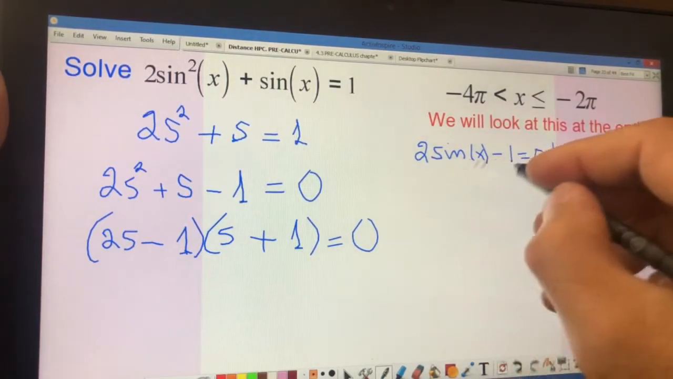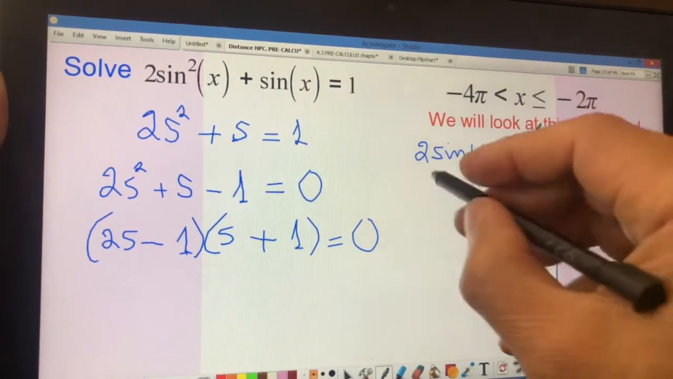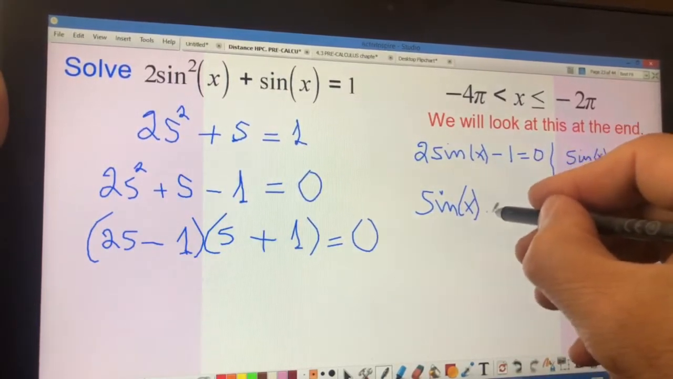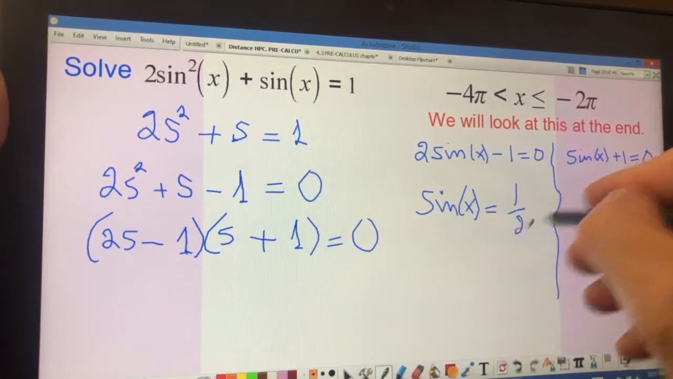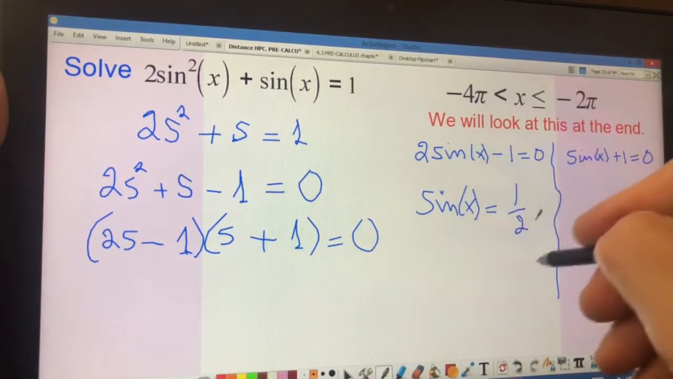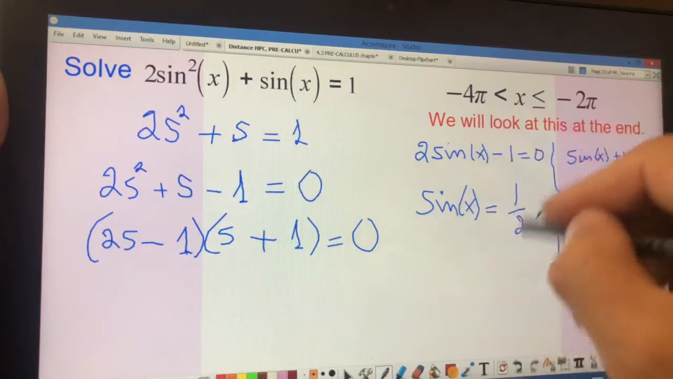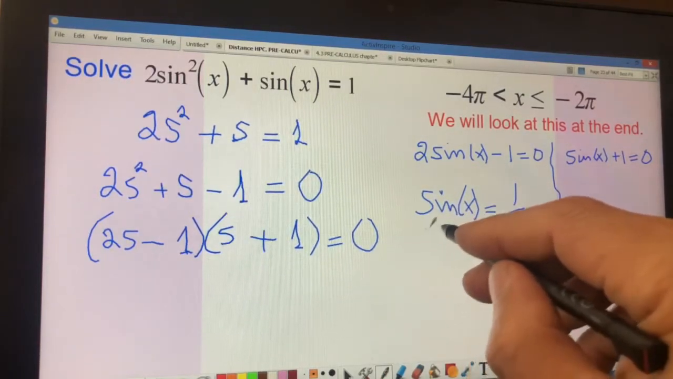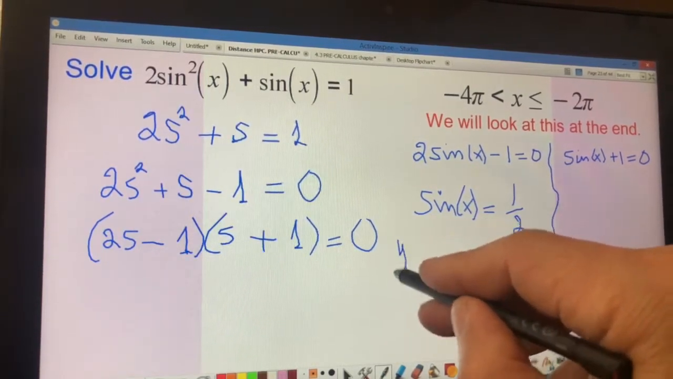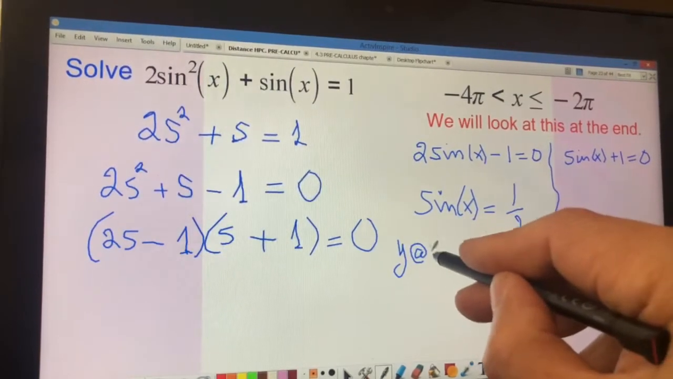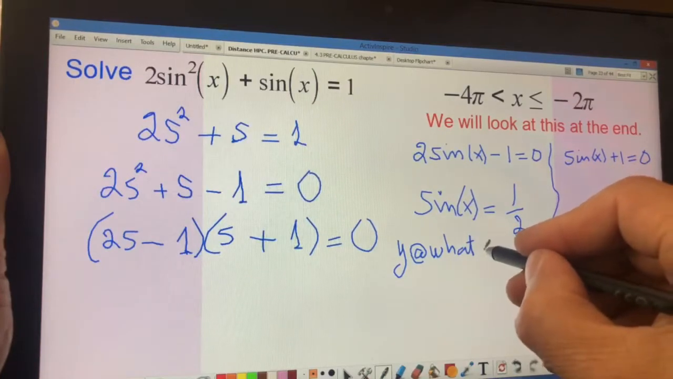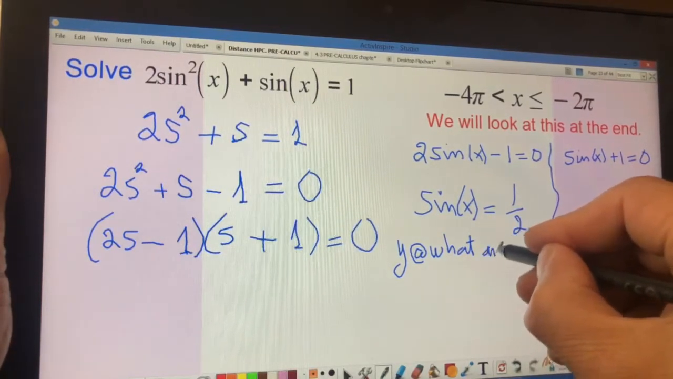All right, so to solve this is easy. Add 1, divide by 2. So it looks like that. Let's finish this side. If you want to finish off the problem, you have to use the unit circle. So let me go back to the unit circle. This one means the y, the sine is the y. Y at what angle? So you're looking for the angle.